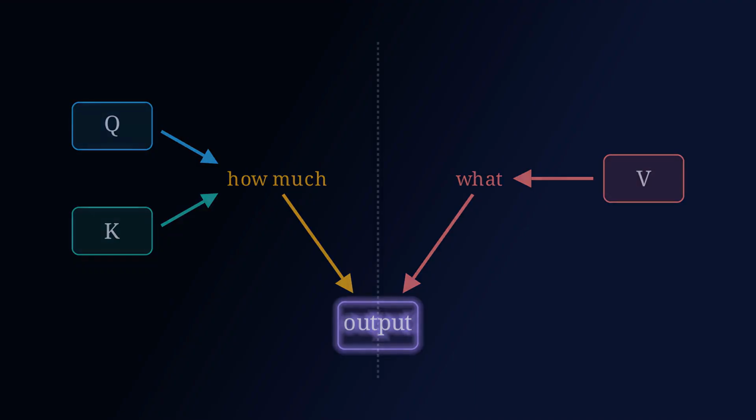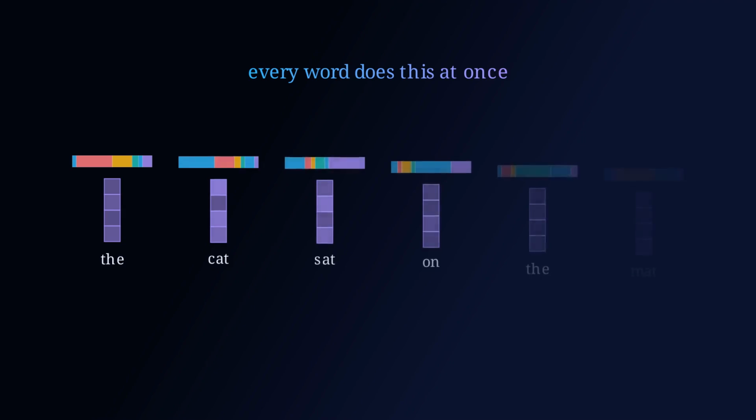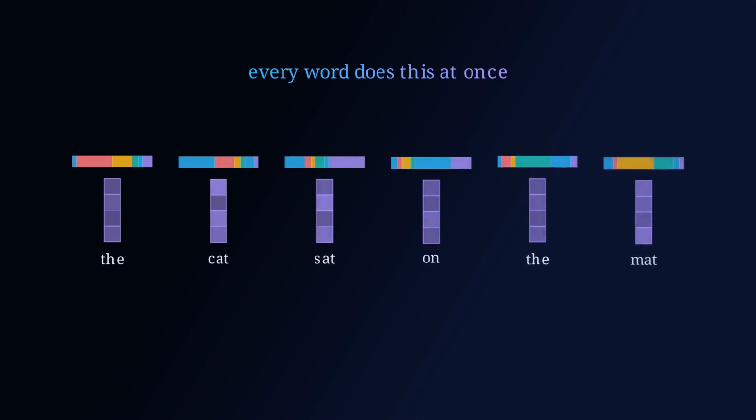So far we only did this for the single word "sat," but every word runs the exact same process at the same time. "Cat" forms its own query and attends to everyone. "On" does too. Each word ends up with its own context-mixed output vector. Doing this one word at a time would be slow.